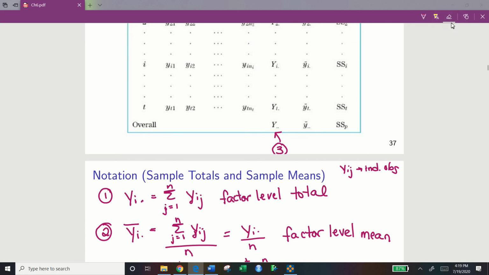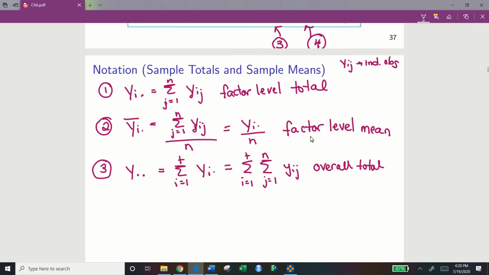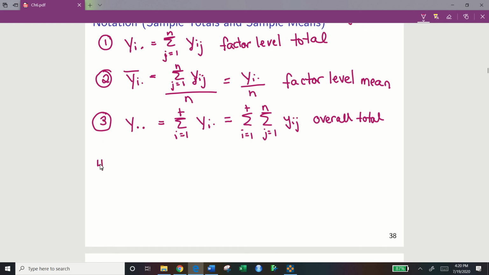Next, we're going to look at our overall mean, which can be found at the very bottom of our means column. And that is y dot dot bar, which equaled y dot dot over n times t. And again, this is our overall or grand mean.